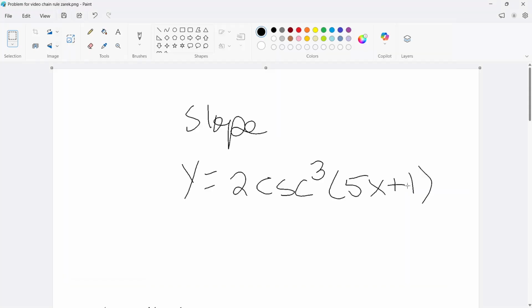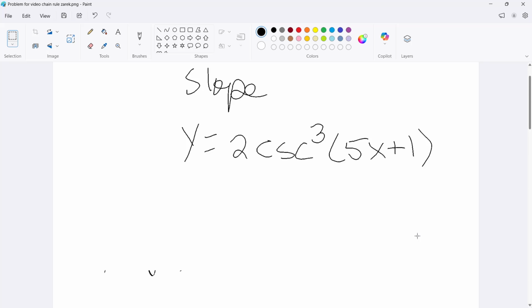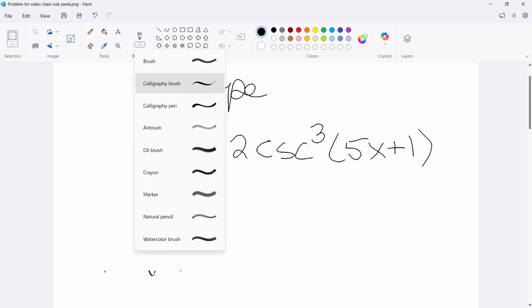This is On-Ramp's Precalculus, Unit 8. It's about derivatives of trig functions, product rule, quotient rule, and the chain rule. So I'm going to rewrite this so it's very clear what's going on here.